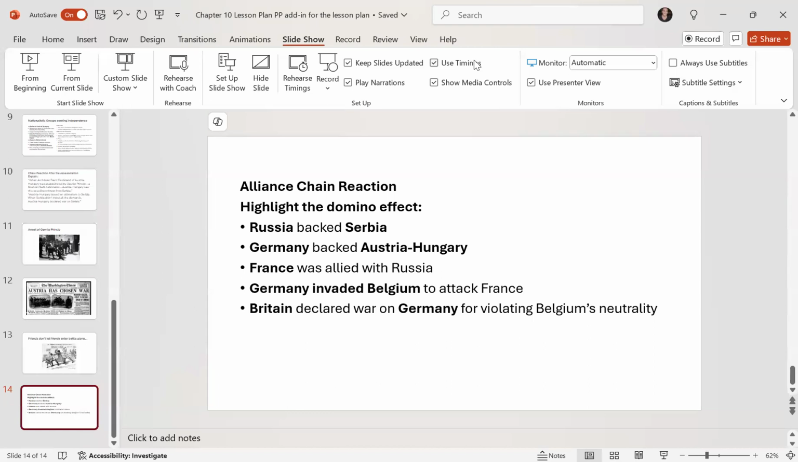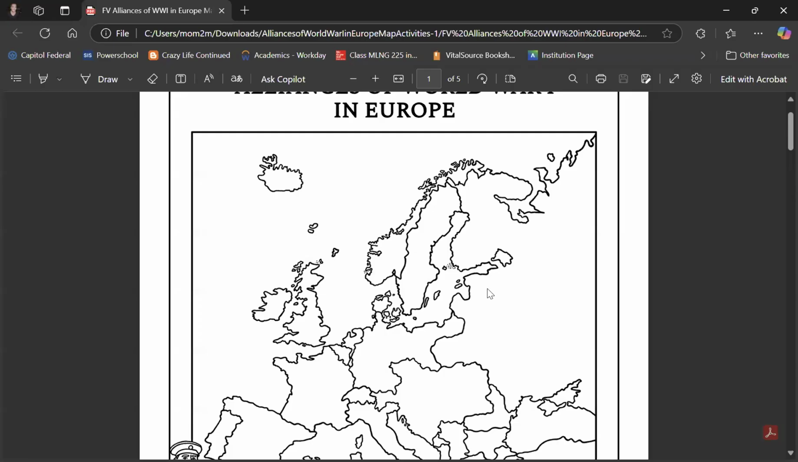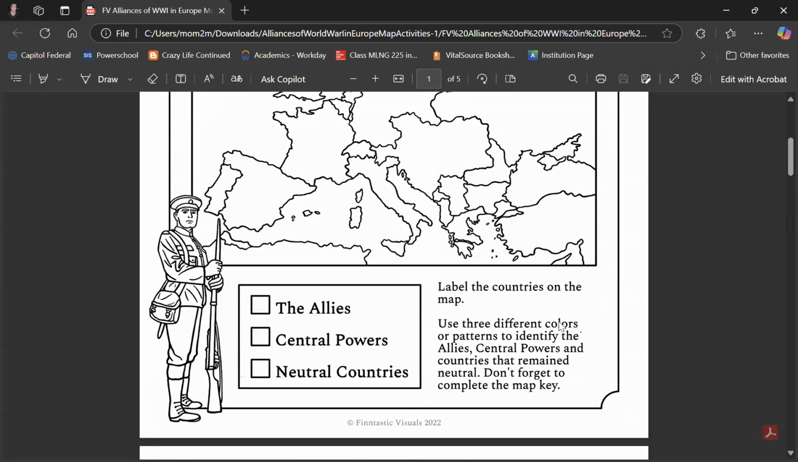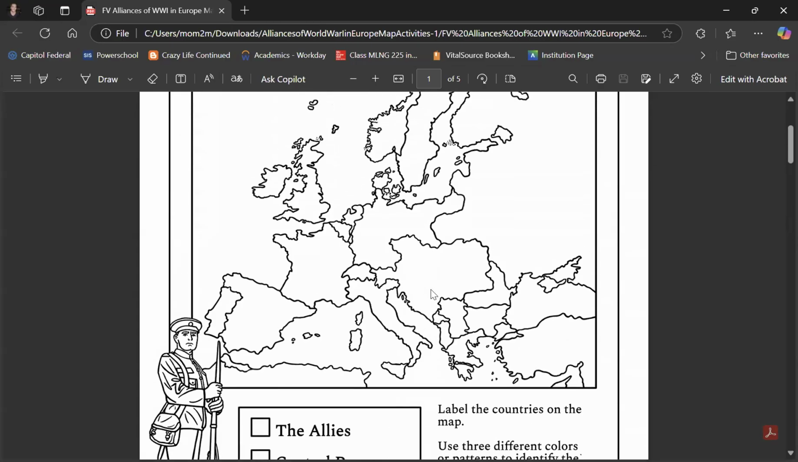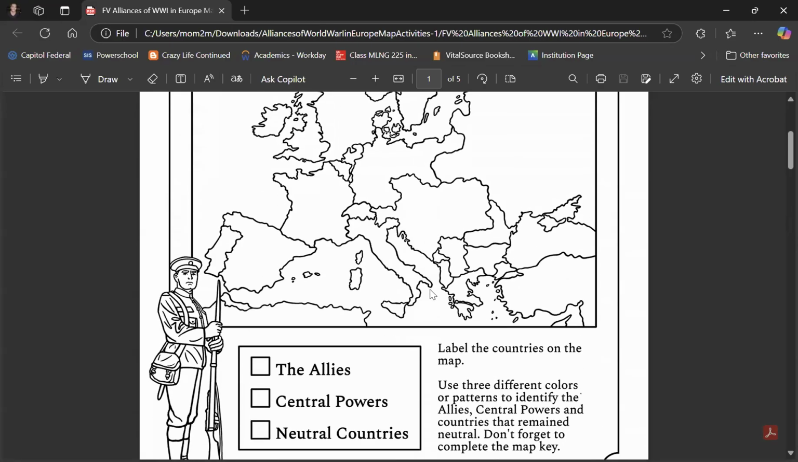We are going to pull up one of our maps. Here we go. Alliances of World War I in Europe. So if you look at this plain map, I have a printed copy I'm going to give to all of you. Label the countries on the map. Use 3 different colors. You're not going to go too terribly crazy, but pick 3 different colors or patterns. You can make one polka dot if you would like, one striped, however you would like to do this. But identify the allies with one color, the Central Powers with another, and the countries that remain neutral. Don't forget to complete the map key.